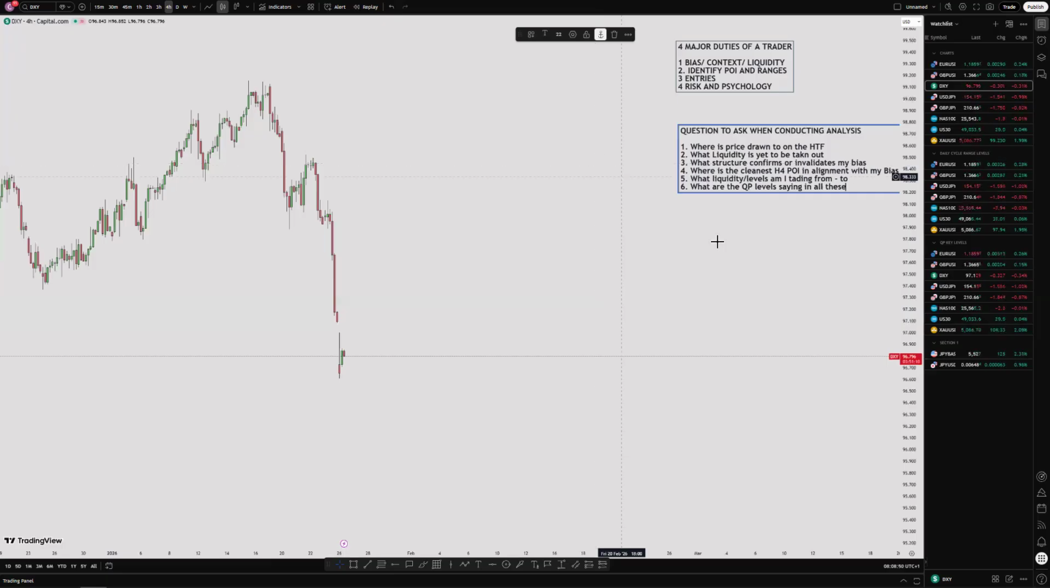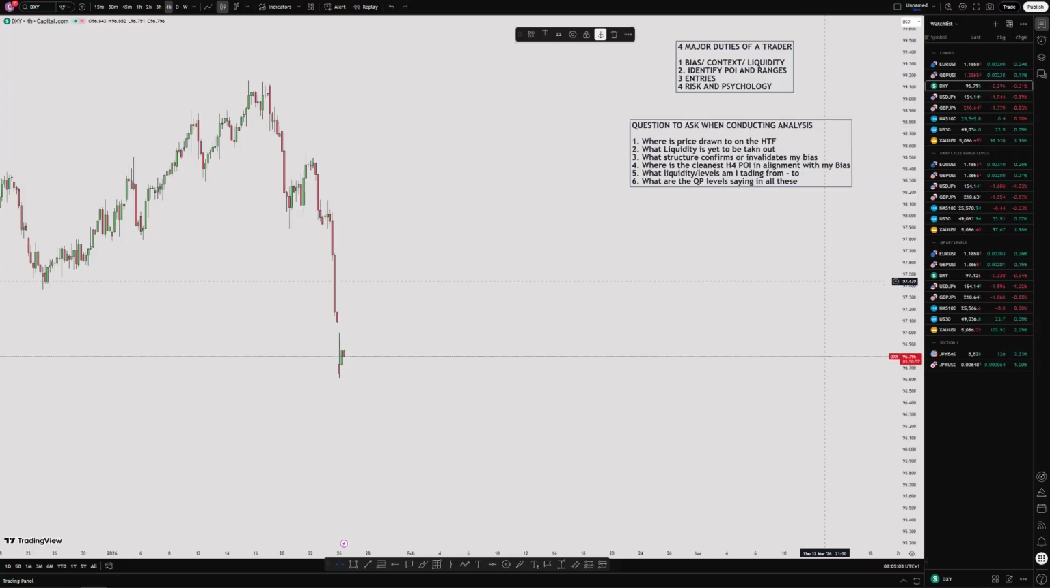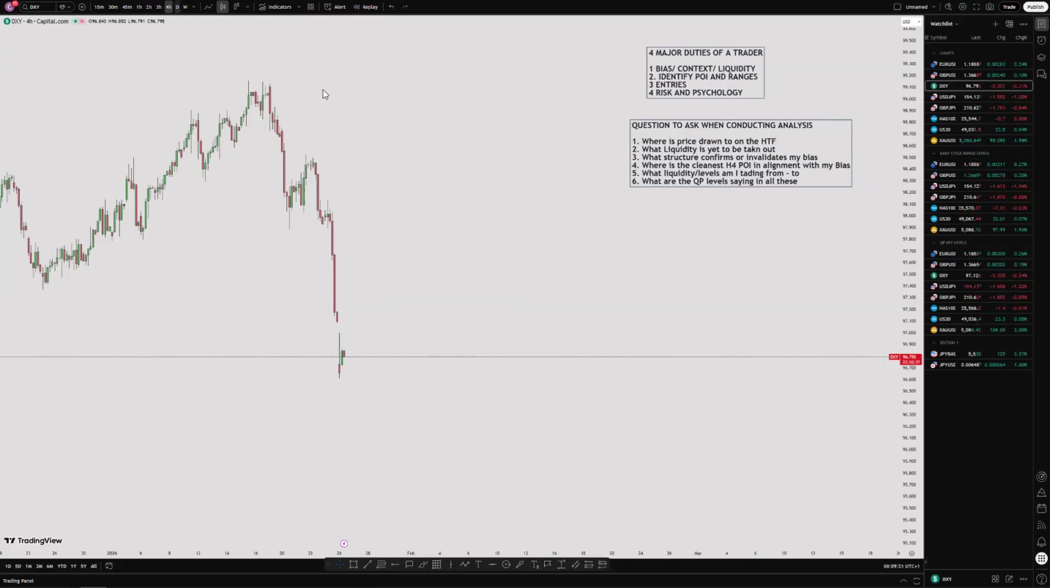So the last question is peculiar and unique to me. It's not necessarily for everybody, right? But no matter the model, no matter the entry system that you trade, the first 5 questions are very much important. Once you can ask yourself those, it's going to give you a good ground on how to conduct the analysis. So I will just keep this here and let's begin from the monthly time frame.